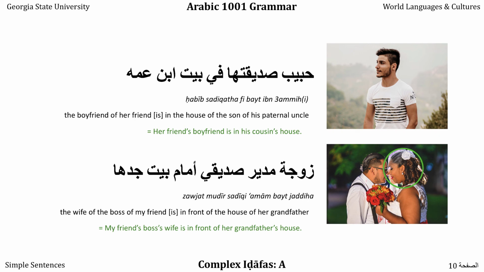grandfather. So there are two idafas in this sentence as well. The first one has three words, the wife of the boss of my friend. The second has two words, the house of her grandfather. The word mudir for boss in this sentence is both a non-first and a non-final word in the idafa. The word ibn in the first sentence is both a non-first and a non-final word.